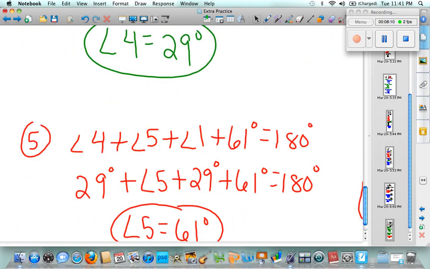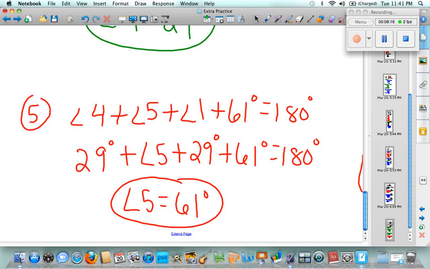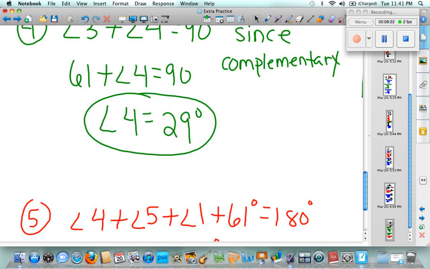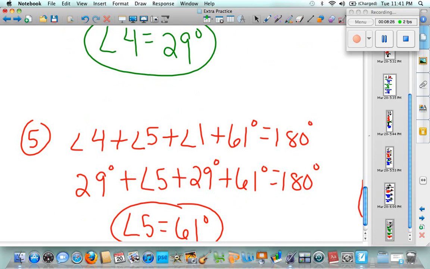And last, all these angles added together are supplementary, which means it must add up to 180 degrees. So in the end we get 61 degrees. Okay, I know I went fast on this slide, so if you need to, please pause, rewind, and make sure you have all this information written down.